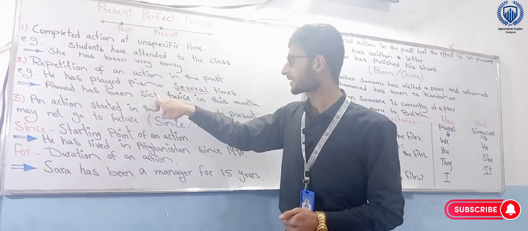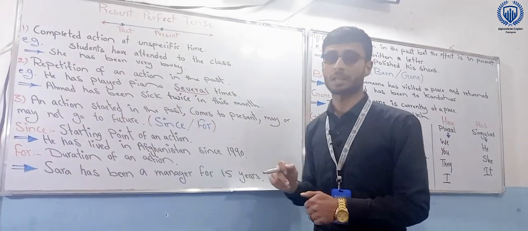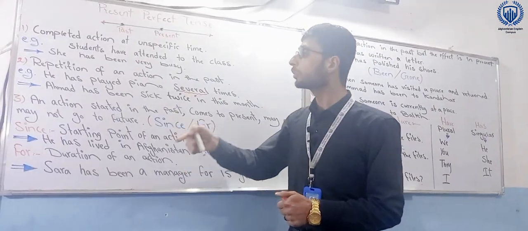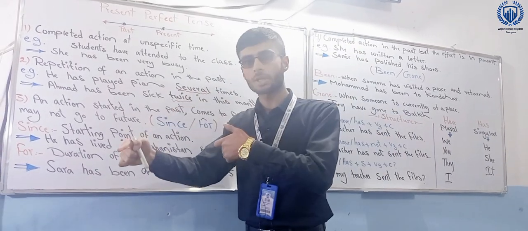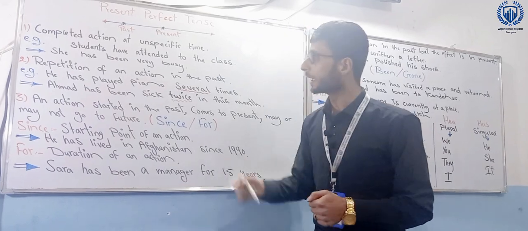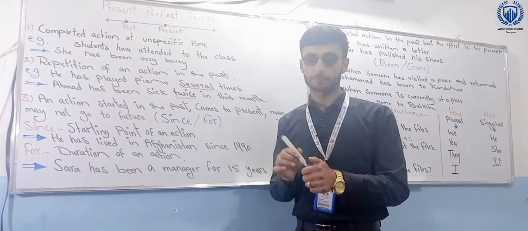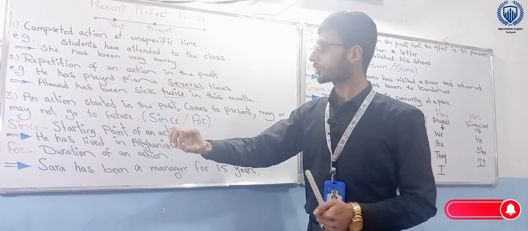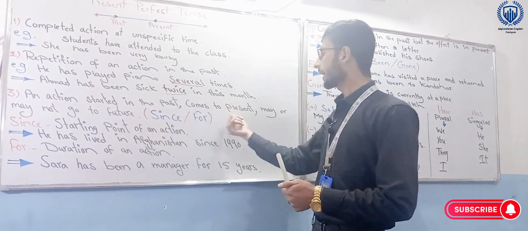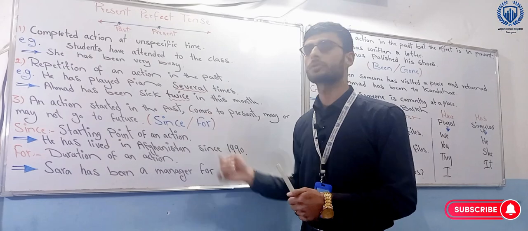Ahmad has been sick twice this month. It means Ahmad was sick. Twice shows the repetition of his action. Let's come to third usage of present perfect. The third usage is an action started in the past comes to present, may or may not go to future.